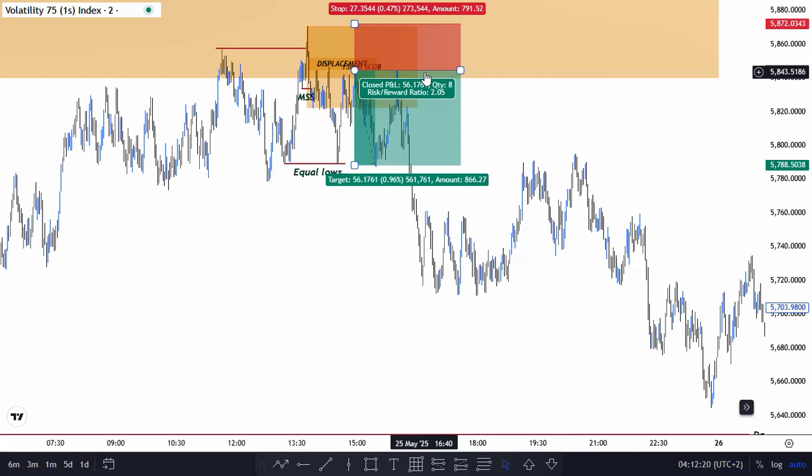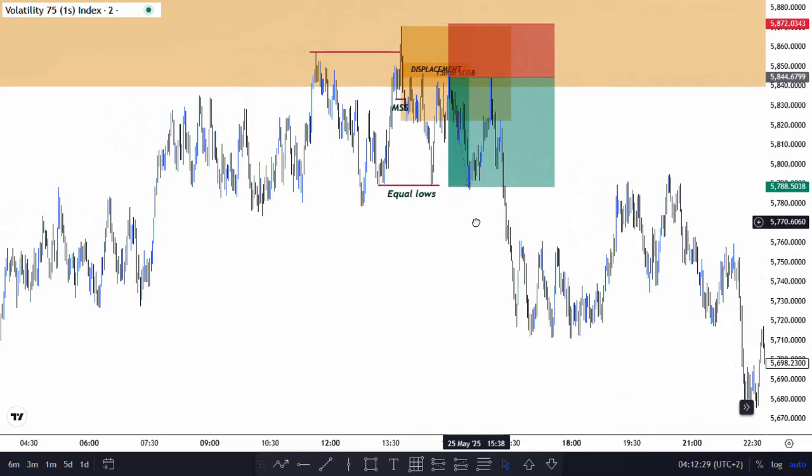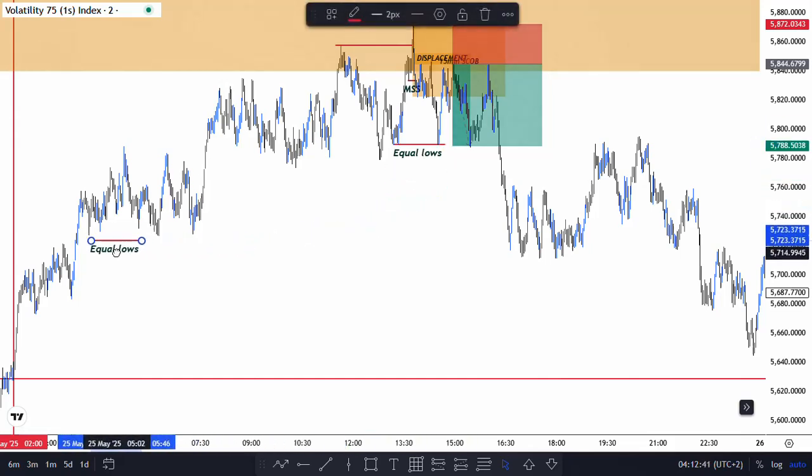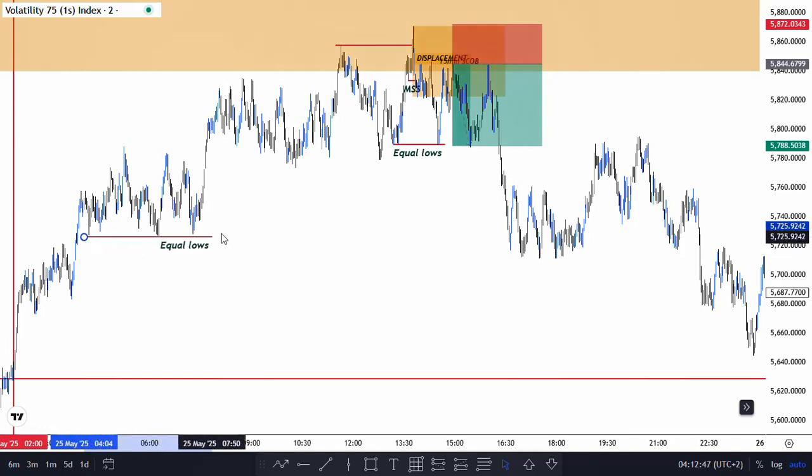This is not you saying you are scared or anything. You are just trying to protect your investment. It has nothing to do with you being scared or anything like that. Okay. So also down here there were these equal lows. This was another target. These things right here.